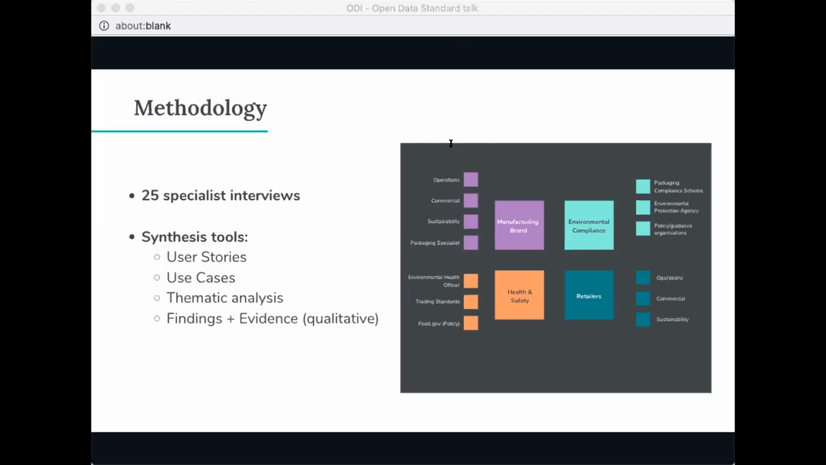We identified the environmental compliance bodies. These are the relevant national organizations who are in charge of upholding the environmental safeguarding policies and ensuring that businesses comply with regulation. And then there were the health and safety bodies, so the relevant national and local organizations who make sure that companies uphold health and safety standards.